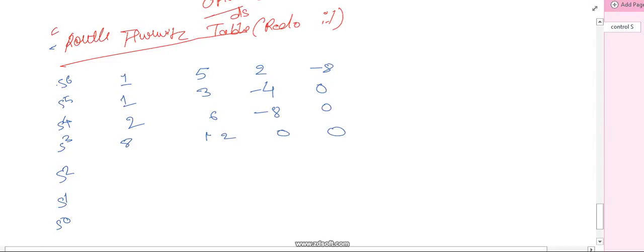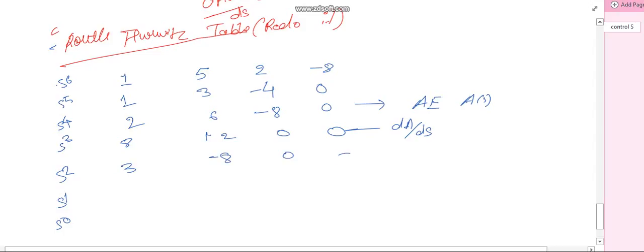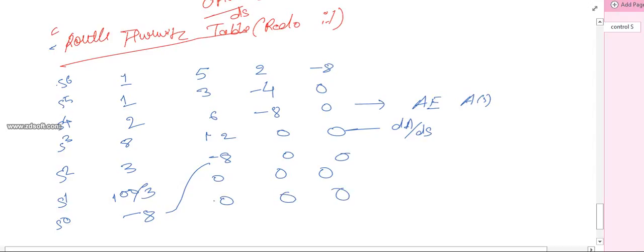From there, this we are getting from dA upon ds, and this we are getting from the auxiliary equation A(s). Next is again the same, follow the procedure. That is s2 is 3, minus 8, 0, 0, and s1 you are getting 100 divided by 3, 0, 0, 0. And this you are getting minus 8, and then 0, 0 and 0.